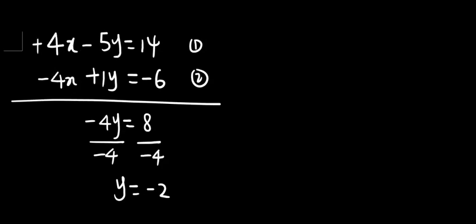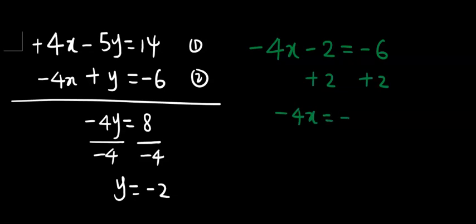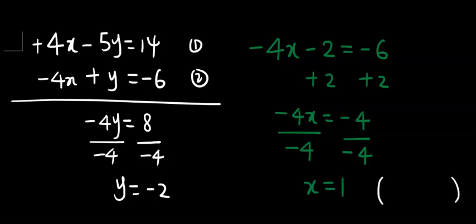We're going to continue working on this. I'm going to erase this, see which one I want to use. You can use either 1 or 2, and they're good. I'm going to use 2. I'm going to say negative 4x plus y, right? Plus y is minus 2 is negative 6. I'm going to add 2, negative 4x is negative 4, divided by negative 4, divided by negative 4, x is a positive 1. And at the last, we're going to proudly, happily write down our solution: 1, negative 2.